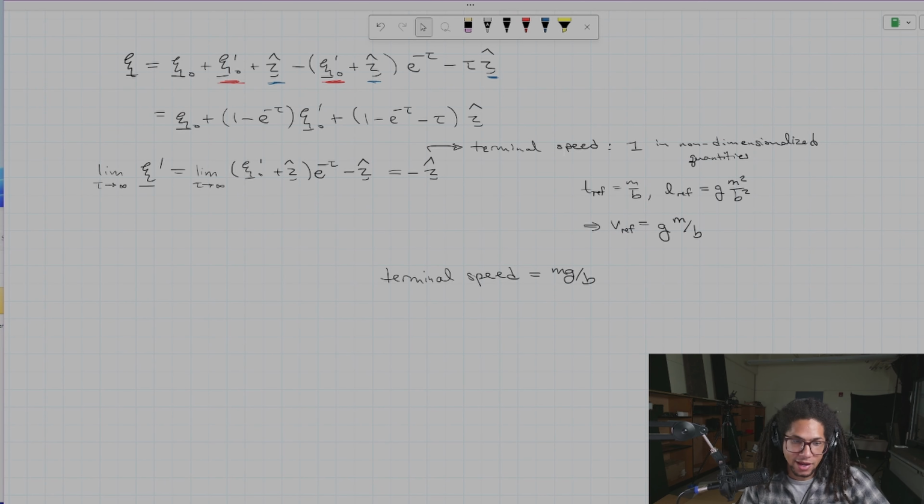Now, I want to comment a little bit on this solution before we move on to quadratic drag. Recall that I mentioned before, we aren't able to compare to the no-drag solution with this choice of non-dimensionalization because we defined Tref and Lref using b in the denominator. And so we can't send b to 0. However, if we non-dimensionalized instead using the initial velocity as one of the parameters, then we could compare to the case where there's no drag.